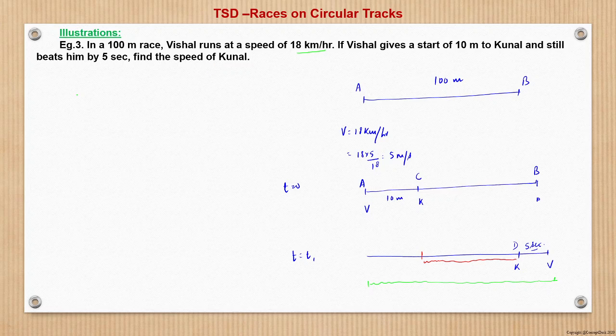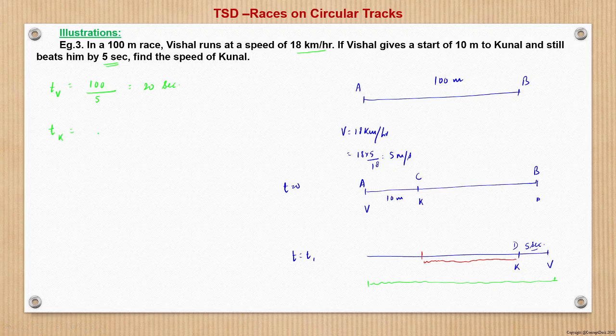Right? So now see, what is the time taken by Vishal? Time taken by Vishal to finish the race is distance, 100 meters, upon speed, 5 meter per second, which is 20 seconds. So time taken by Vishal is 20 seconds. So time taken by Kunal will be what? Kunal takes 5 seconds more, right?